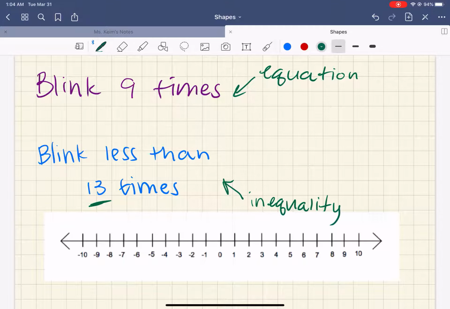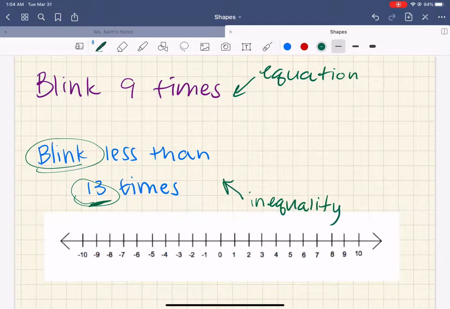Okay? They need to be less than 13. So we are comparing blinks to the number 13 by saying that the blinks have to be less than 13. So once again, there's more than one number of blinks that I could choose to do here. I could blink 8 times, I could blink 4 times, I could blink 2 times. I blinked half a time, which is a wink.